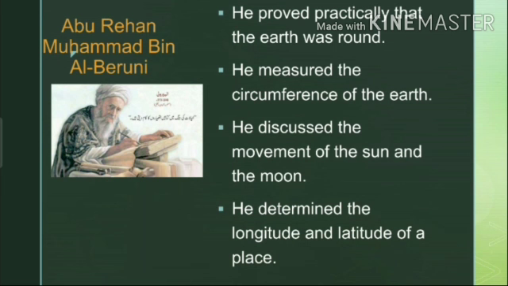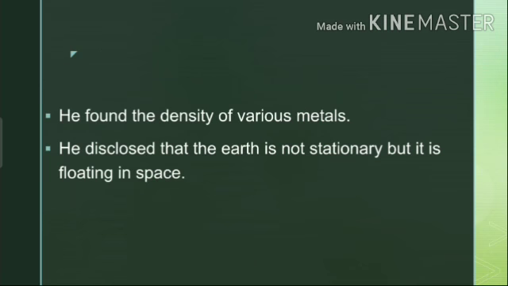He discussed the movement of the sun and moon. Number 4, he determined the longitude and latitude of places, which is very important in physics, meaning vertical and horizontal distance. He found the density of various metals, meaning mass per volume. Last point, he disclosed that the earth is not stationary but floating in space. Before him, the Greek scientists believed the earth is stationary, meaning the earth does not move, but he proved them wrong.